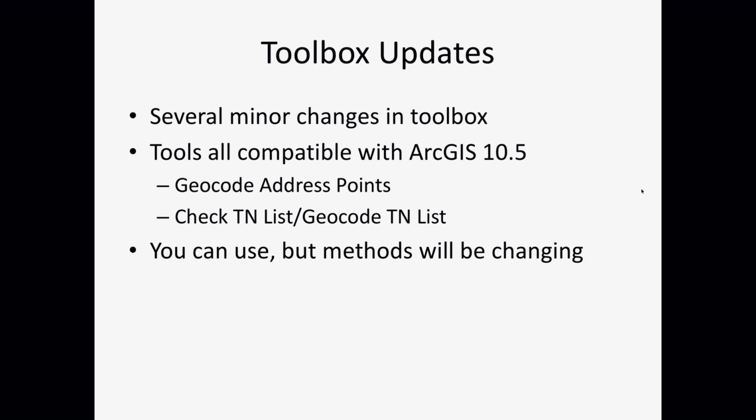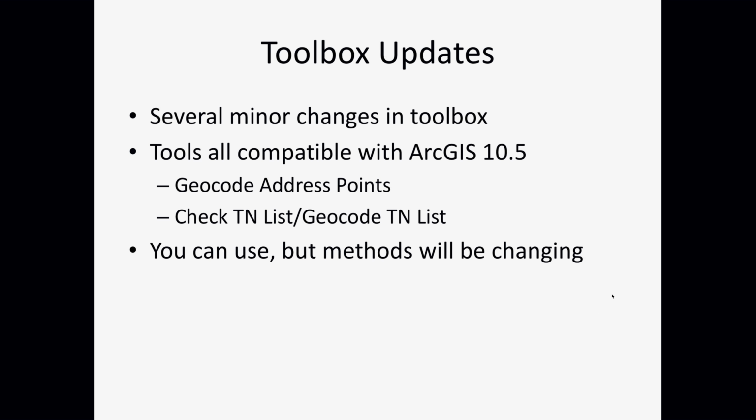So as for toolbox updates since our last webinar, there have been several minor changes in the toolbox, but generally nothing that most people would notice. Probably the biggest change were in making certain tools compatible with ArcGIS 10.5. Namely the geocode address point and the check TN list. These two required some changes for 10.5 because Esri really likes to tweak how they do geocoding with every single version that's released. And so that means that right now we're supporting, let's see, 10.3, 10.31, 10.4, 10.41, 10.5, and they'll be coming out with 10.5.1 at some point in time.